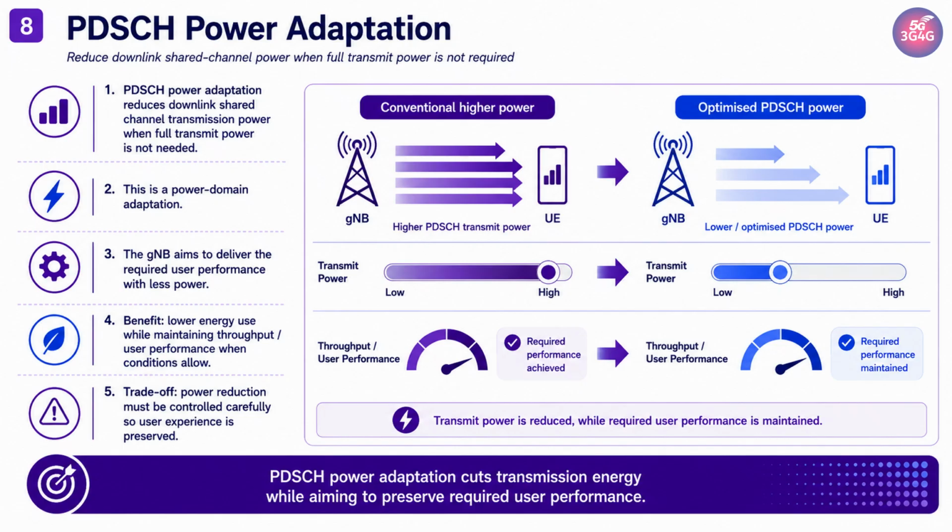But again, this has to be controlled carefully. If the power is reduced too much, throughput may fall, retransmissions may increase, latency may rise, or coverage may be affected. So the aim is not simply to reduce power, the aim is to right size the power. Use enough power to deliver the required service but avoid wasting energy with unnecessary transmission power. PDSCH power adaptation cuts transmission energy while aiming to preserve required user performance.